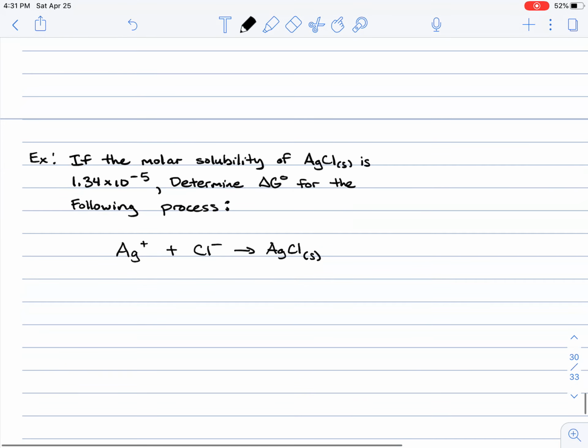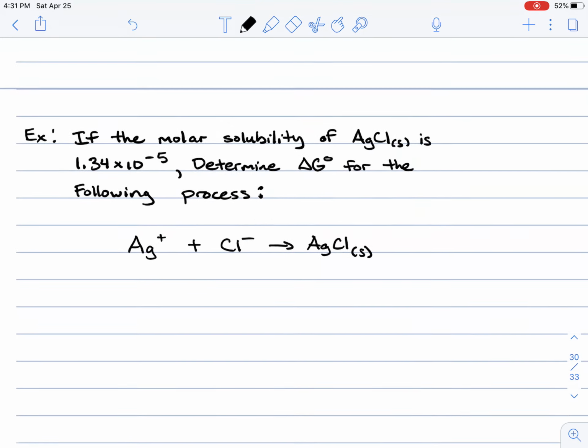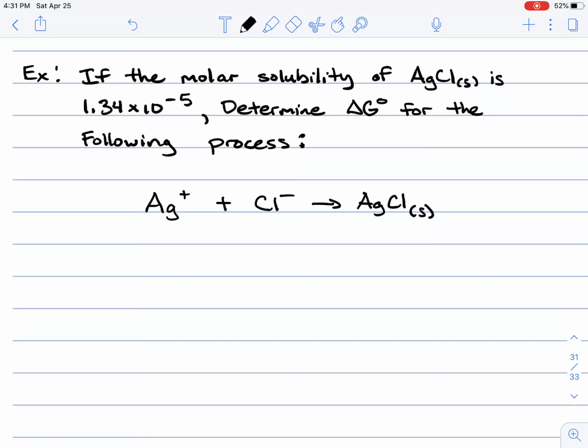All right, so let's go ahead and look at the next example here. So we have the molar solubility. This question is reading, if the molar solubility of silver chloride is 1.34 times 10 to the negative 5, we need to determine the change in Gibbs free energy under standard conditions for the following process. And so the process is describing the ion of silver and the ion of chloride coming together to produce this precipitate.